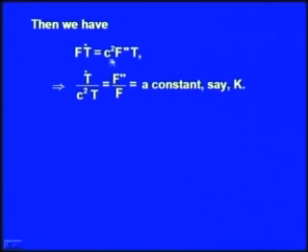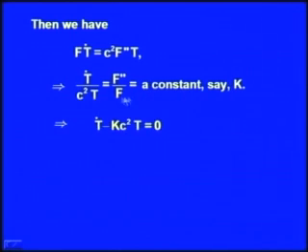Now, let us separate the variables here. We can write this equation also as Ġ over c squared G equal to F double dash over F. Just as in the case of the vibrating string, Ġ over c squared G is a function of t alone, while F double dash over F is a function of x alone, and the two will be equal if and only if each one is equal to a constant. So they are equal to a constant, say k.